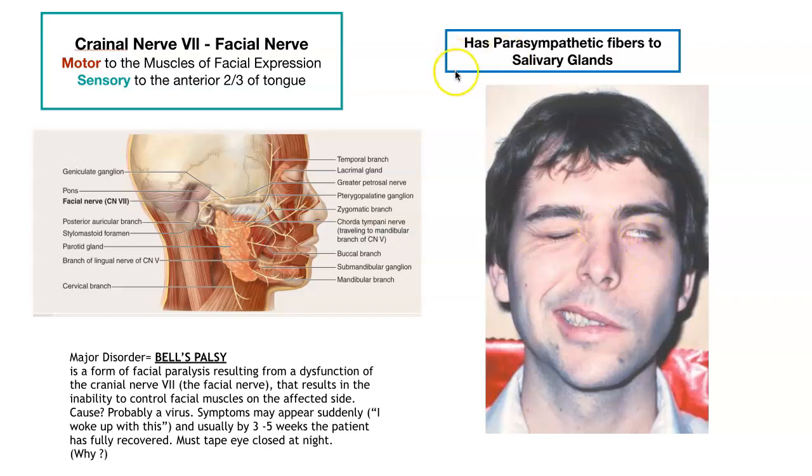Cranial nerve number 7 also has parasympathetic fibers to the salivary glands. So it's going to the face, and there's a salivary gland right here, so it's kind of on its way anyway to the face. So it's going to go to the salivary glands, and the parasympathetic fibers are going to cause you to salivate, to make saliva. So that's the parasympathetic part.